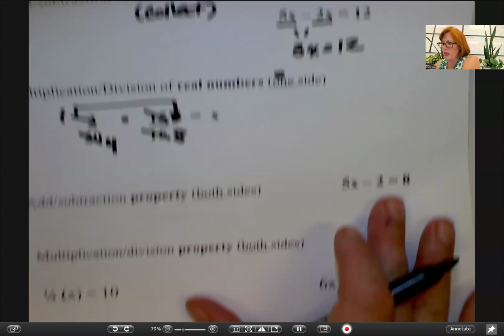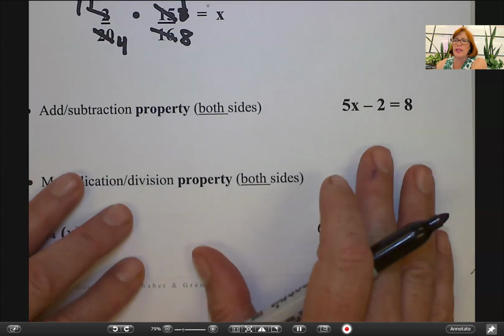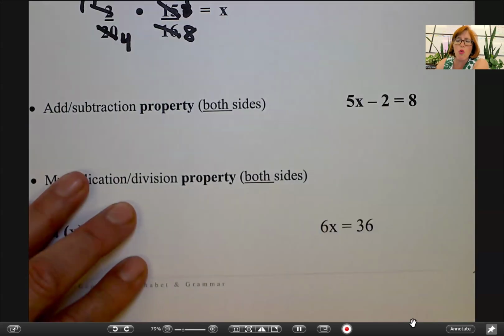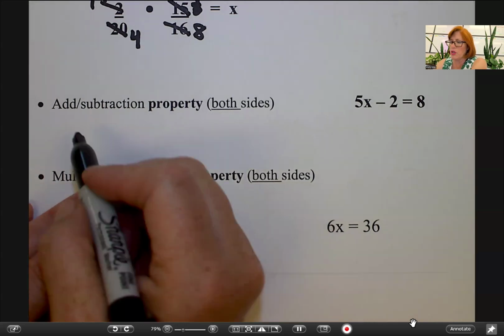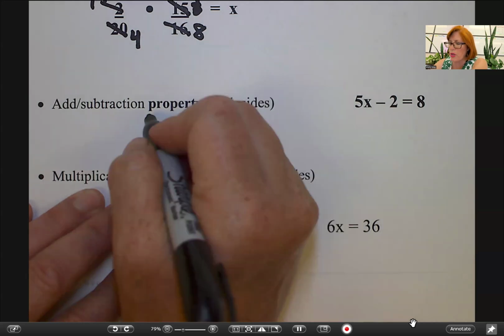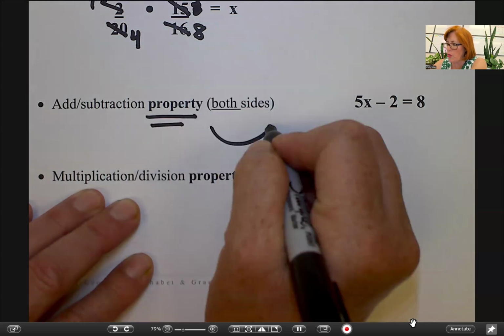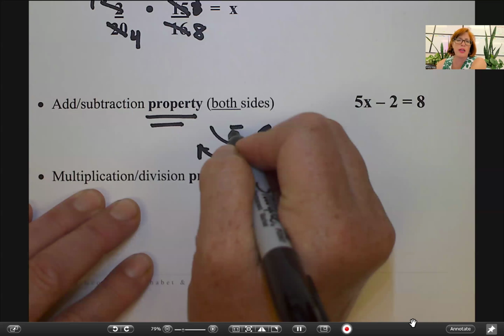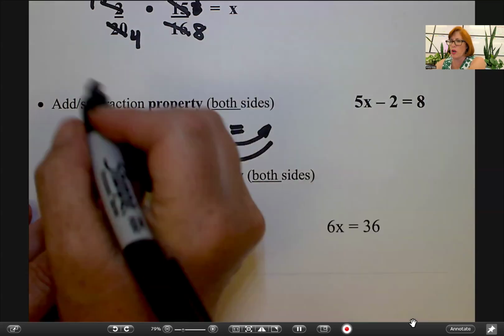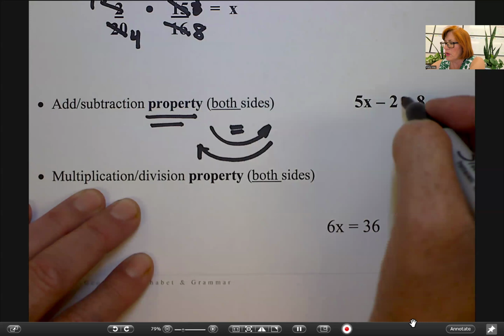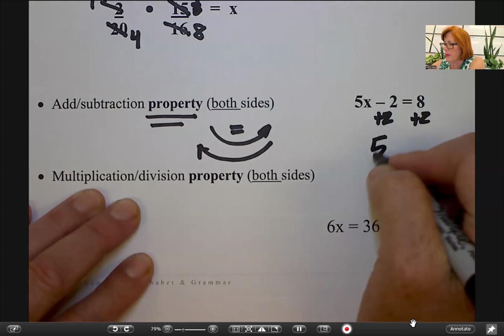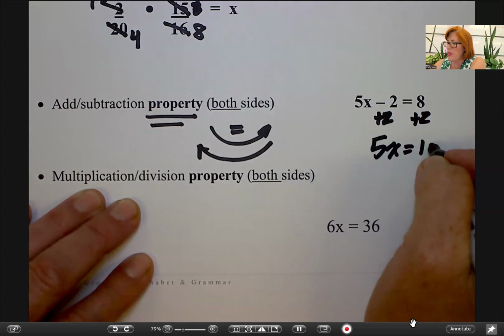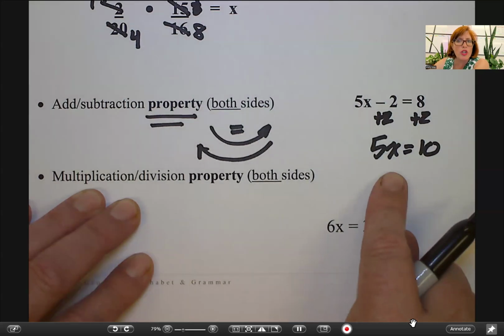Now, if you start adding and subtracting across the equal sign, that's called addition and subtraction property. That means you are now crossing the equal sign back and forth. Addition, subtraction property. It would look like this. I want to get rid of that 2. I add 2 to both sides. That is called addition, subtraction property.